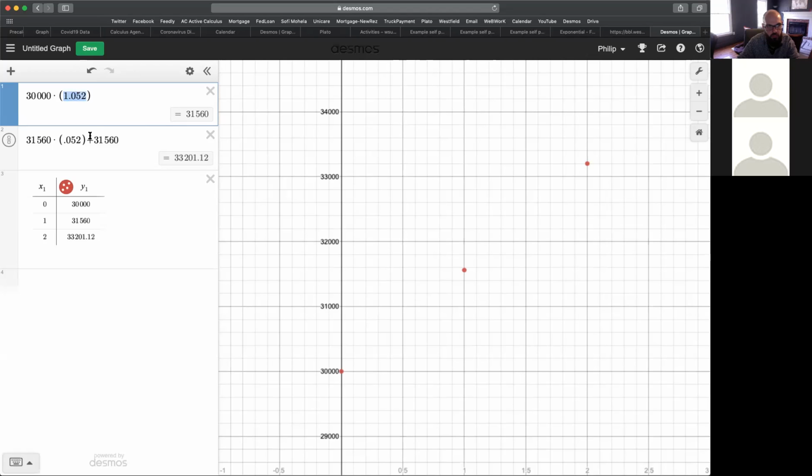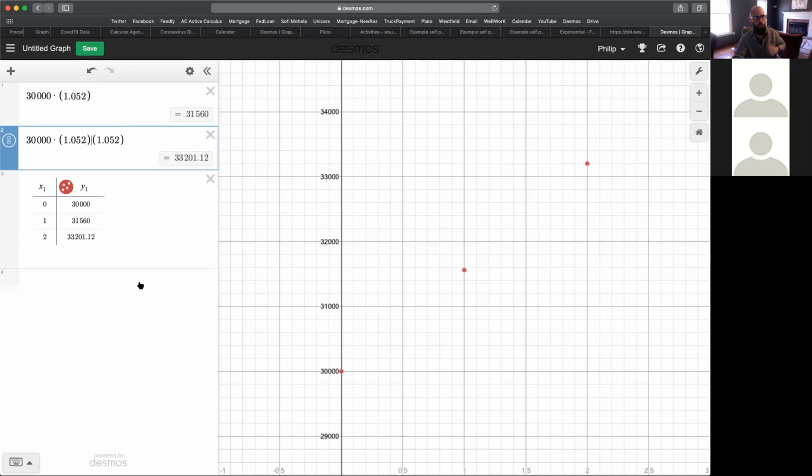And so we have this times 1.052. So what I want to do is replace my 30,000 times 31,560 with this expression down here. I want to see what happens. We can do the same thing down here, same thing that we did above first, and I should see that these numbers are the same. So 33,201.12. So I'm going to swap out my 31,560 for this number.